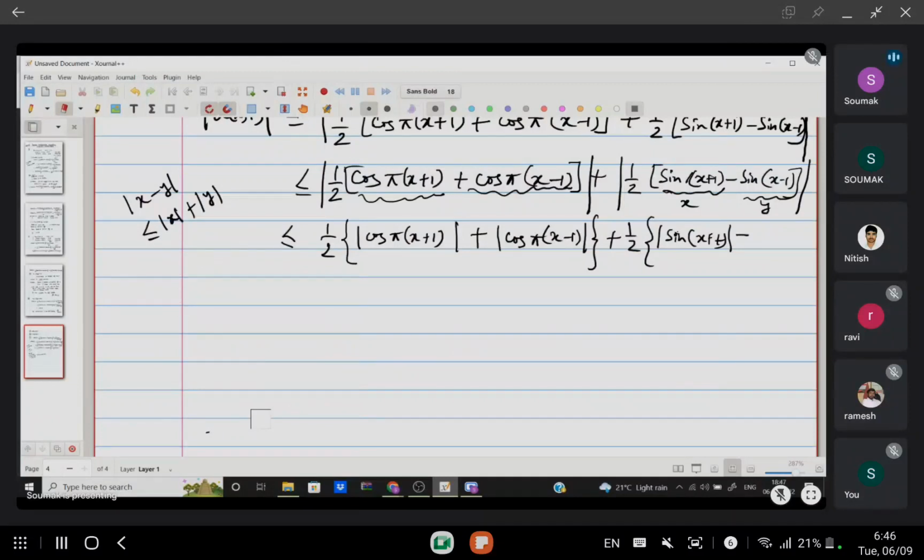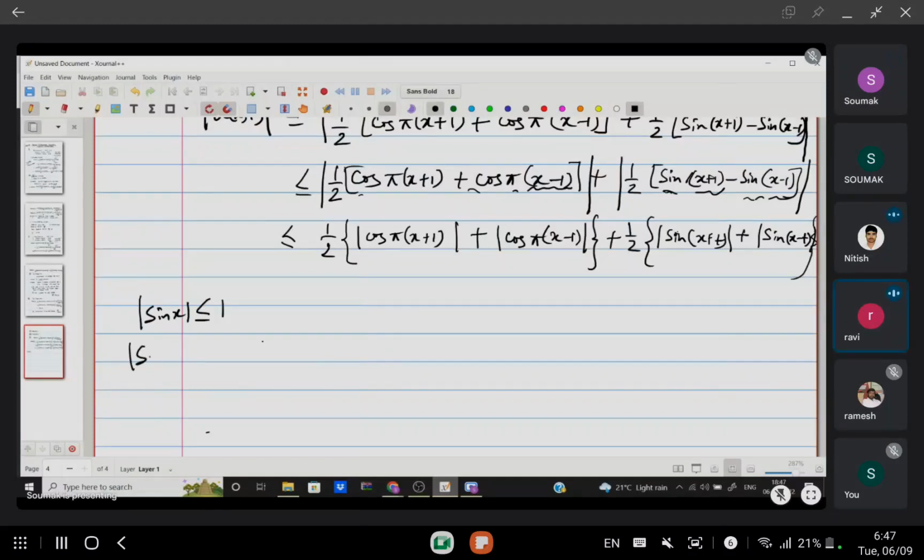So here plus will occur. So my answer: mod of sine x plus 1 plus mod of sine x minus 1. Second bracket close. Okay, let me just remove this x and y. Here I wrote this thing, x and y, and this thing also. Okay, so what is the bound for cos and sine? Anyone tell? What is mod of sine x less than or equal to what? X is a real number.